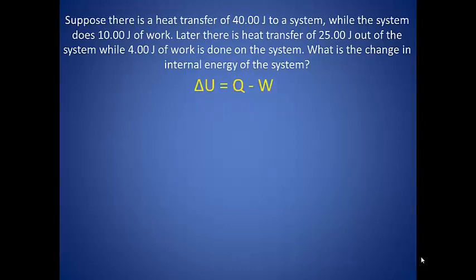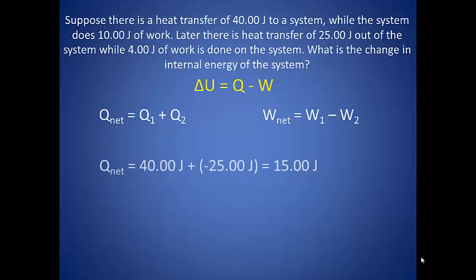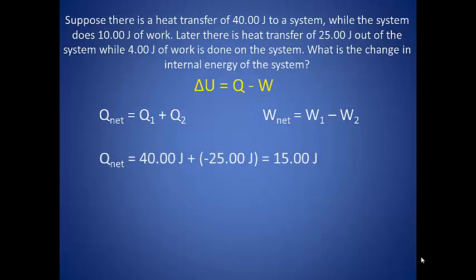So we are looking for the total change in energy of our system. In order to find this, we need to know the total change in heat energy and the total net work done by the system. The total heat transfer can be found by taking the 40 joules of heat being added to our system and subtracting the 25 joules of heat leaving our system. This gives us a change in heat energy of plus 15 joules.